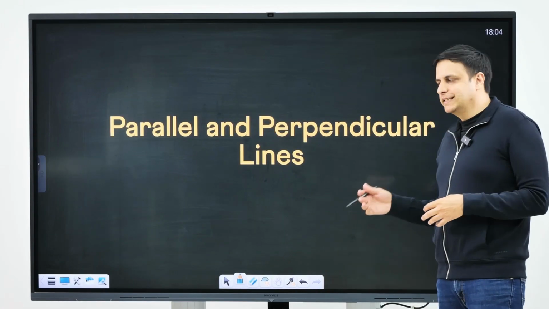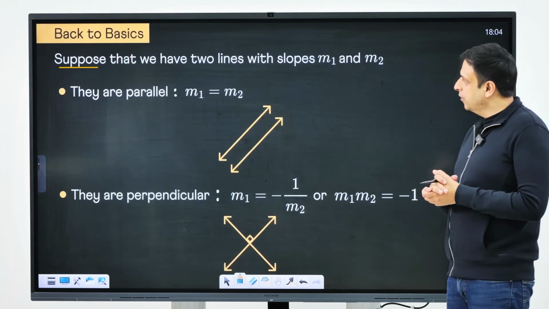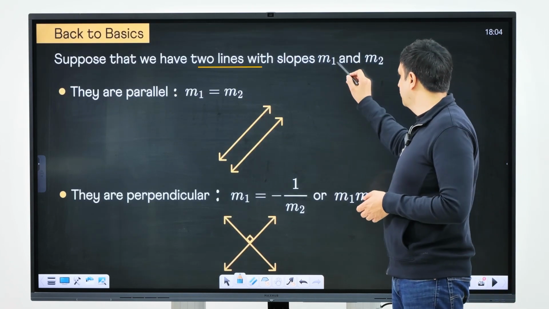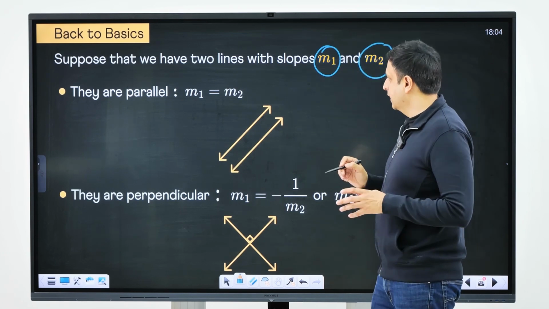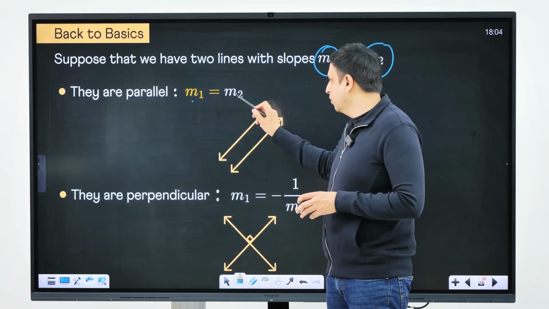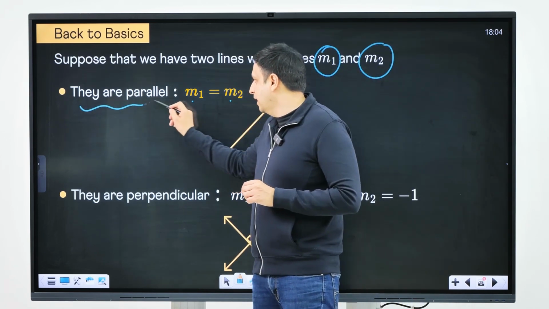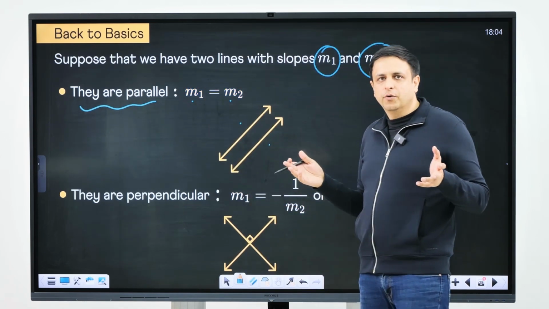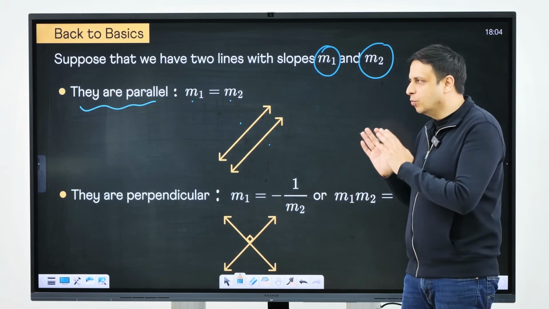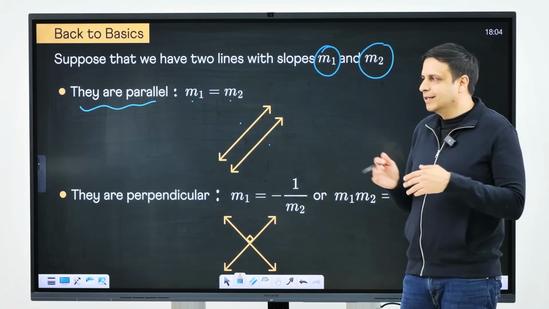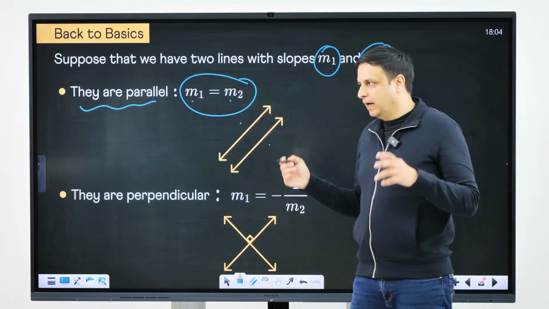Now the last theme in this section is parallel and perpendicular lines. Suppose that we have two lines whose slopes are m1 and m2. Now here's the thing, if m1 is equal to m2, this will mean that those two lines are parallel. And this makes intuitive sense, because if the slopes are equal, it means that the steepness of the two lines must be equal, which means that they should be parallel. So m1 equal to m2 means that the two lines are parallel.